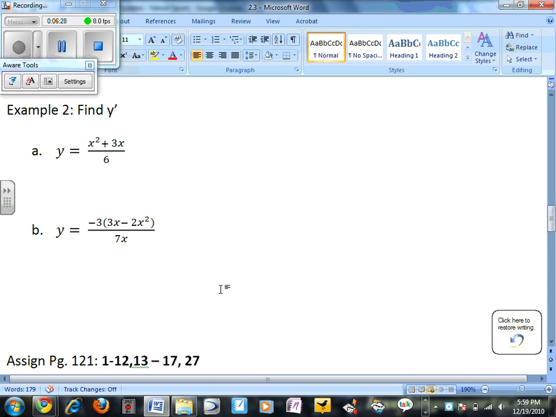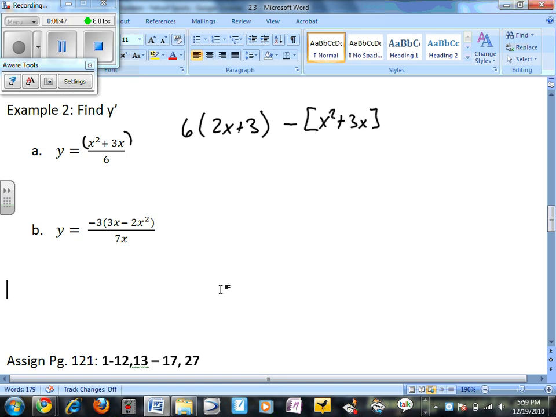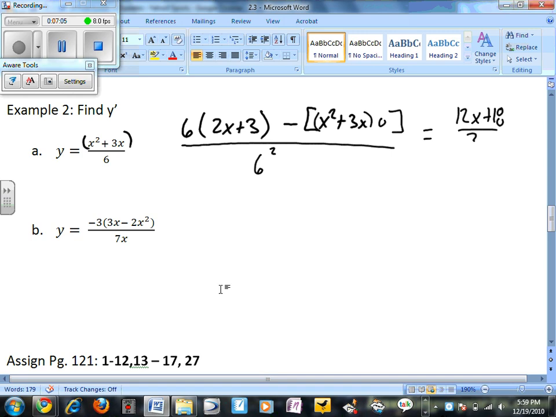It says we bring up the bottom, 6, and we multiply by the derivative of the top. So we'd multiply by 2x plus 3. And then we subtract the top, x squared plus 3x, and we'd multiply that by the derivative of the bottom, which, well, the derivative of 6 is just 0. And that's all over the bottom squared. So it looks like I'd have 12x plus 18 all over 36.